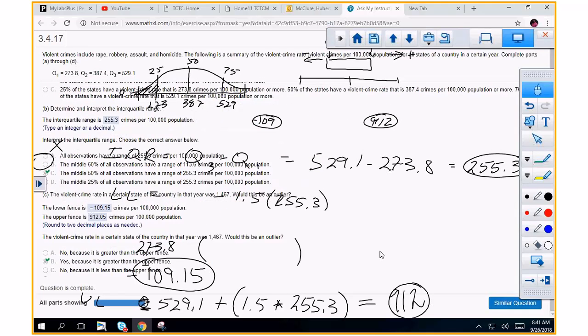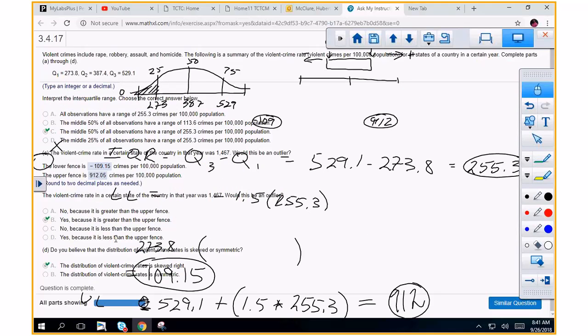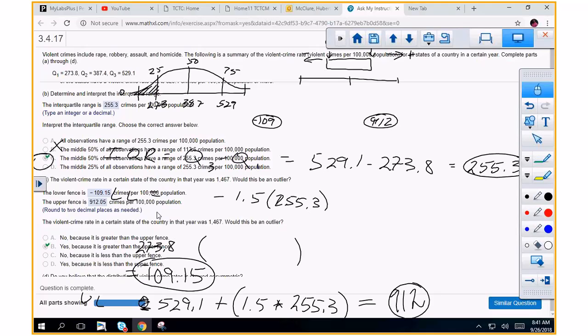Now, when is it a good test question? When they're wanting you to find the outlier. That question right there is good. The violent crime rate is 1467. Would this be an outlier? That's a good question. If the question just said, find the upper limit and the lower limit, and is this an outlier? I would put it on a test. But the first question and the last question, what does it do to students? It confuses students. So that's why I don't put it on a test.